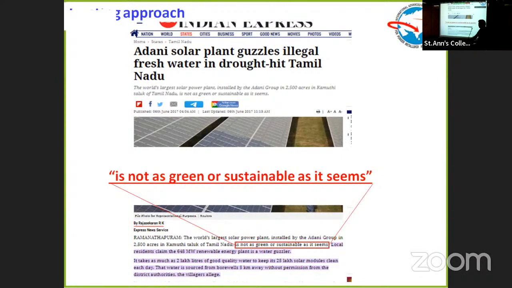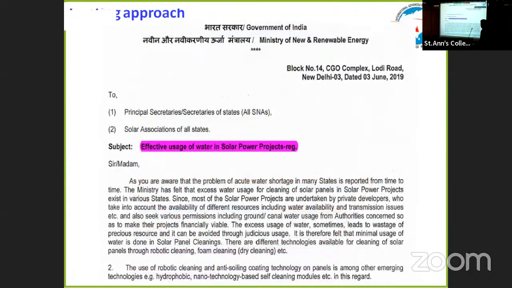Then the Government of India, the Ministry of New and Renewable Energy, sent a letter to all the state governments: please take care of the effective usage of water. We say don't use the water, try to rationalize it so that the impact can be minimized.